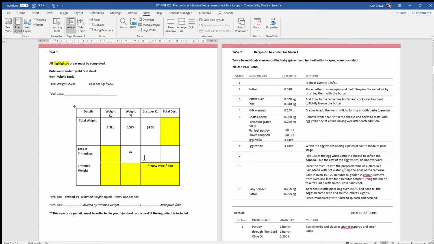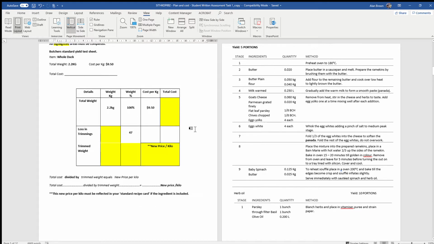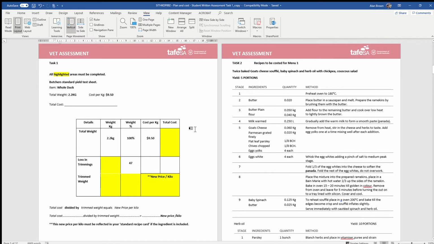Okay, so using your formulas that we did in the last video and in your PowerPoint, and your carry out basic workplace calculations, you should be able to work that one out. So that's task 1 completed, which is fantastic.